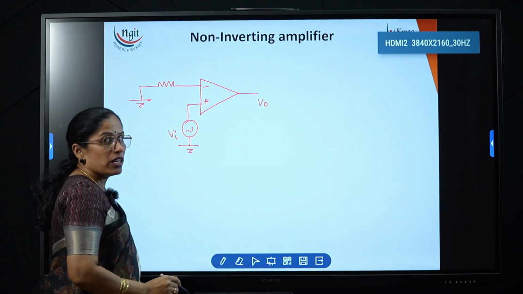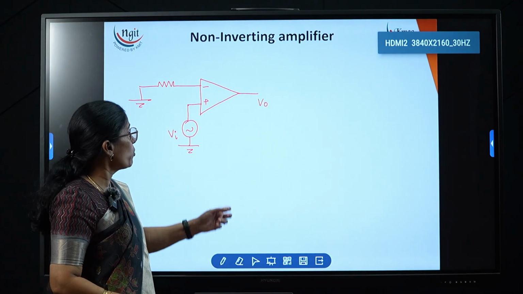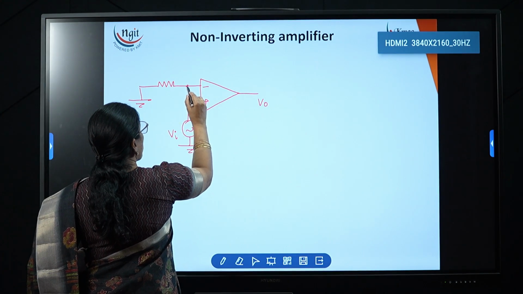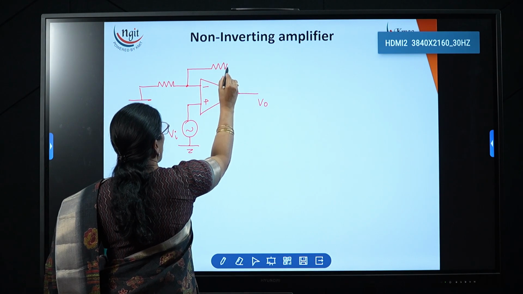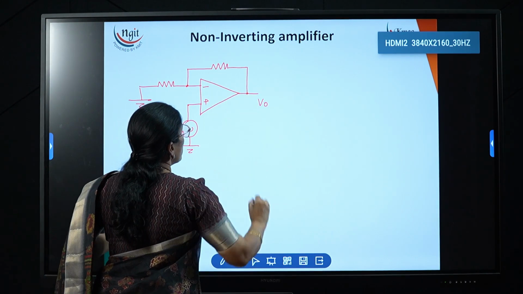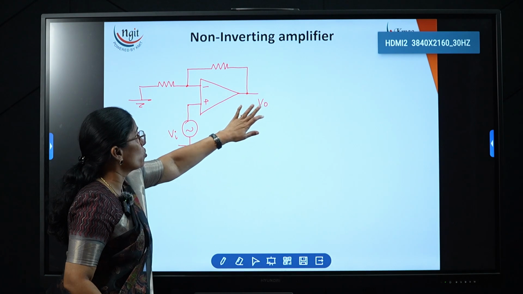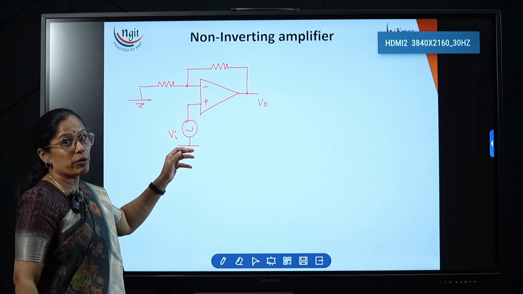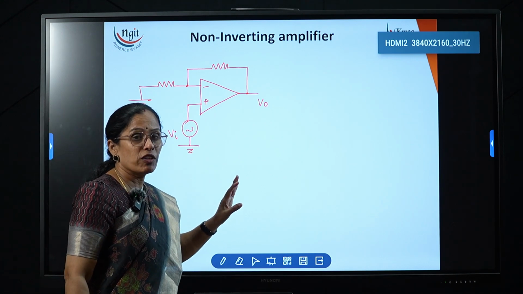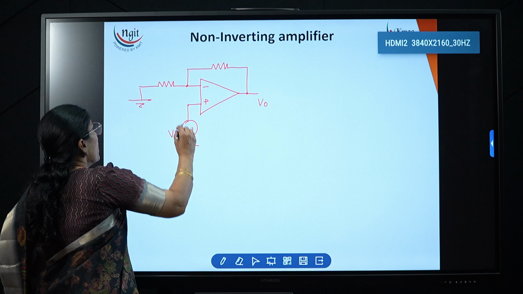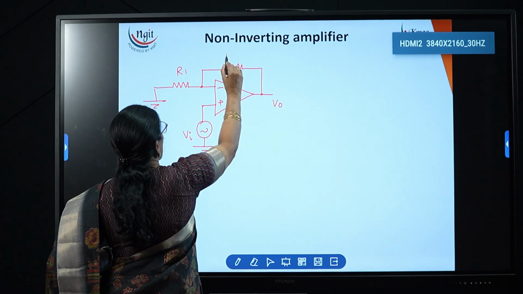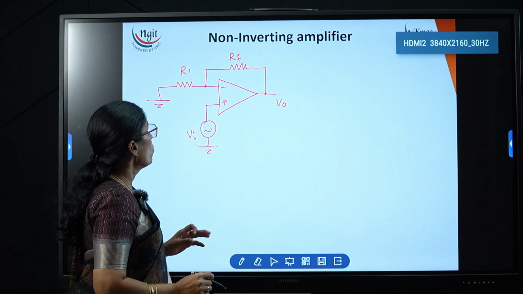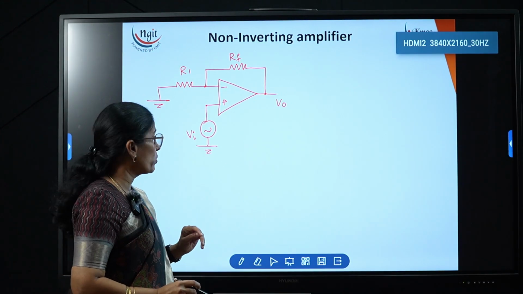Now feedback, where do we need to connect it, to the positive terminal or to the negative terminal? To the negative terminal. Why? Because always in amplifiers we have to apply negative feedback. Negative feedback means part of the output should go to the negative terminal. Whether you are applying the signal to the positive terminal or the negative terminal, irrespective of that, you have to give the feedback to the negative terminal. And here I am taking R1 and RF, the same notation as in the inverting amplifier.